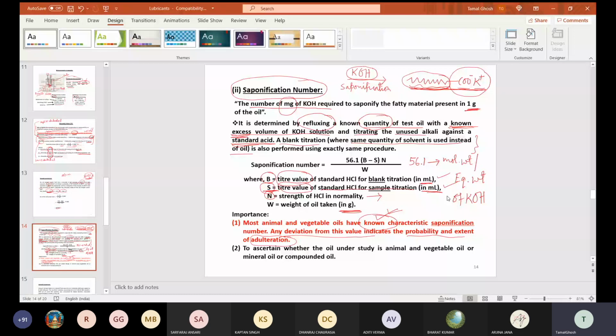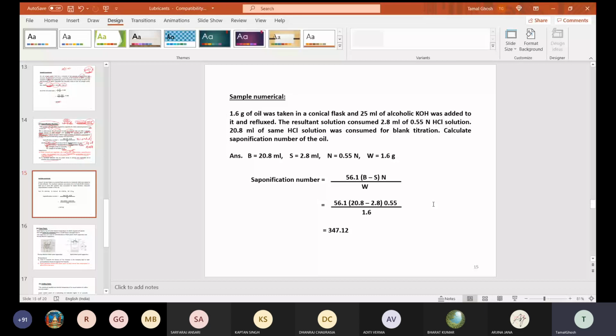So, to check the purity of the oil, we can do this saponification number experiment. Using a burette and pipette, someone can find it in a very simple manner. Also, it can help us find whether it is an animal or vegetable oil, a mineral oil, or a compounded oil. We can get this information from the saponification number experiment. Now we'll see a numerical and then we'll stop for today.